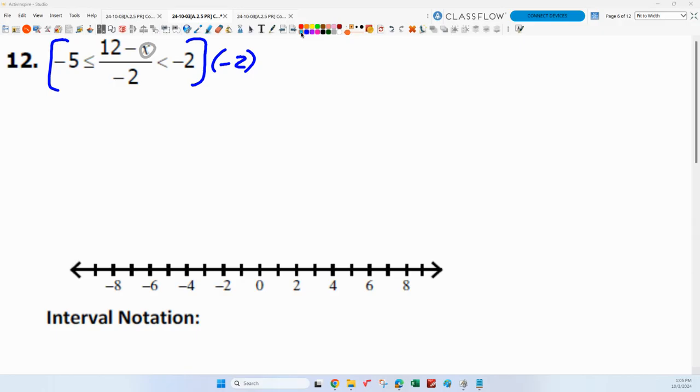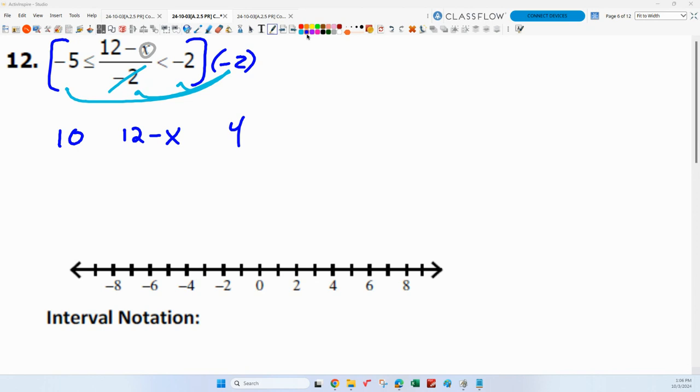So we'll distribute that to all 3 parts. Everybody agree -2 times -5 is +10. When I distribute to the middle, it's just going to cancel the denominator, right? So we get 12 minus x, and -2 times -2 is +4.